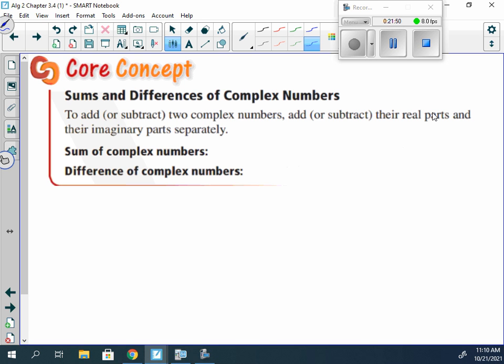Sum and difference of complex numbers. To add or subtract two complex numbers, add or subtract their real parts and their imaginary parts. Add the parts with i together, add the parts that don't have i together. Or subtract the parts with i together, or subtract the parts that don't have i together. And that's it.